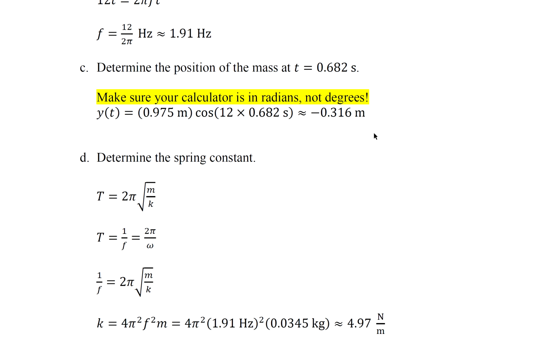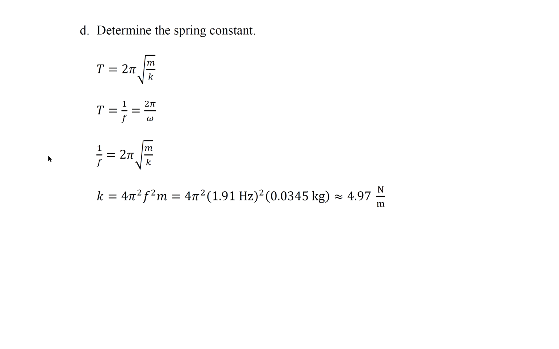Part C, determine the position of the mass at 0.682 seconds. Make sure your calculator is in radians, not degrees. So we have a solution. Part D, determine the spring constant. So k is equal to 4 pi squared f squared m. And we just plug in all the numbers. Just solve for k from this problem here.